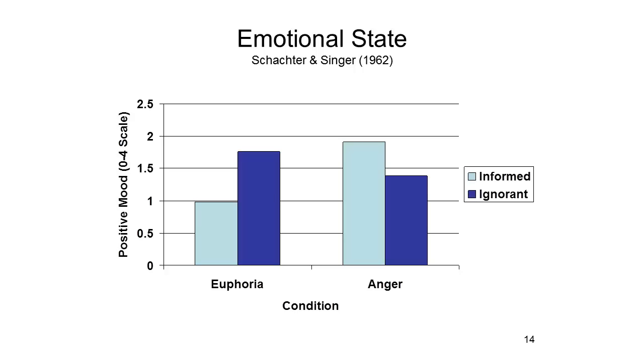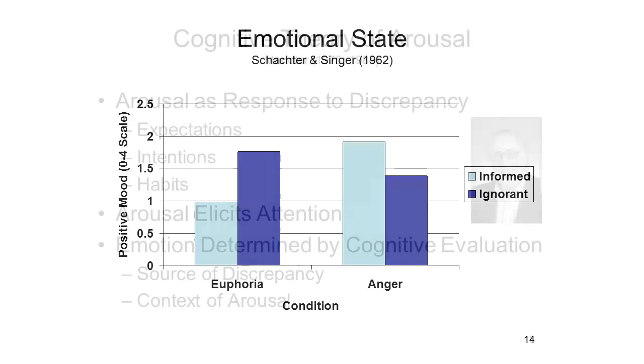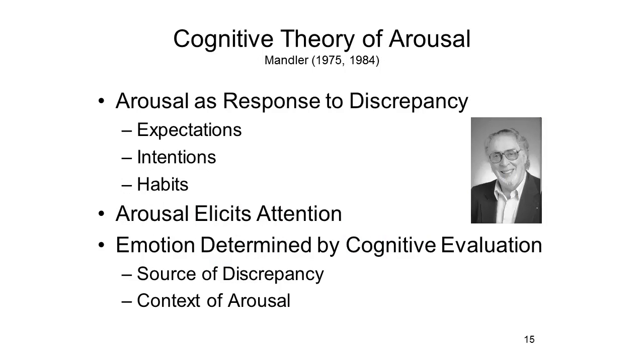So, as Schachter and Singer wrote, precisely the same state of physiological arousal could be labeled as joy or fury or jealousy or any of a great diversity of emotional labels depending on the cognitive aspects of the situation. For Schachter and Singer, our emotional states are cognitive constructions that depend on our interpretation of the circumstances in which we experience undifferentiated physiological arousal. The Schachter and Singer theory quickly became conventional wisdom in psychology about the nature of emotion.